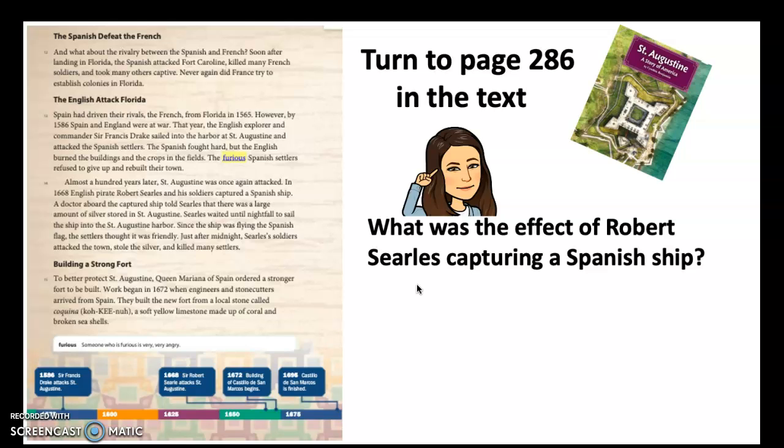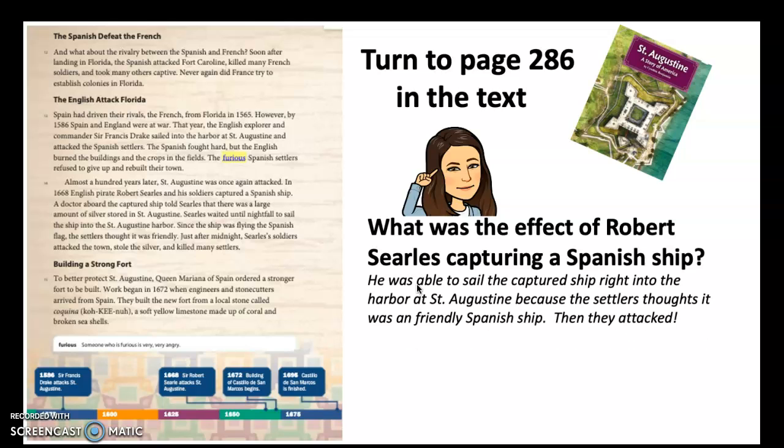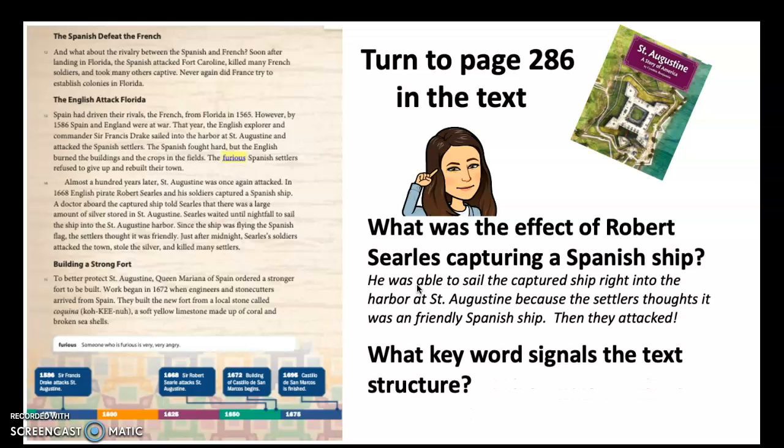Awesome. I hope you and your partner discussed the question above. I think he was able to sail that captured ship right into the harbor at St. Augustine because the settlers thought it was a friendly Spanish ship. And then they attacked, right? That would be the effect. What key word signals the text structure here? Think about that. Your text structure is cause and effect. Pause the video and with your partner, see if you can find a word that helps you identify the cause and effect text structure. Press play when you're ready to check.